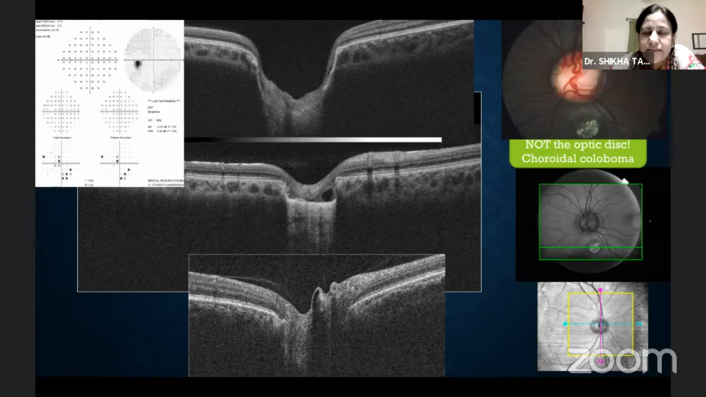How do you differentiate from glaucoma? Why do you say it's not an advanced cupping? You see this dark line here on both the sides. This is not seen normally. This is seen in case of coloboma.